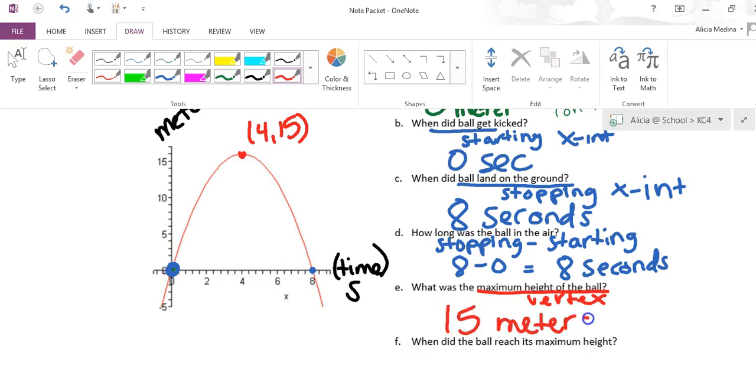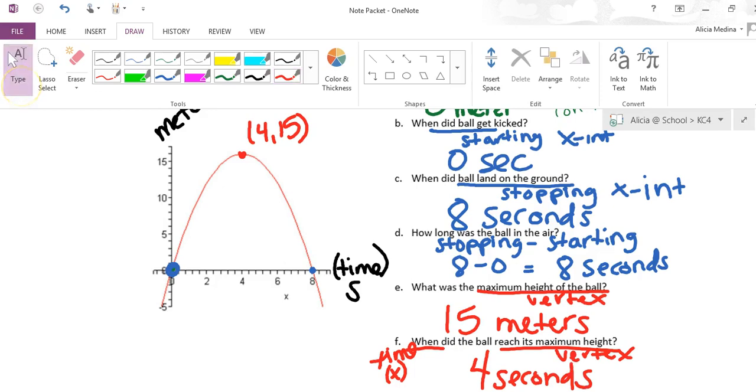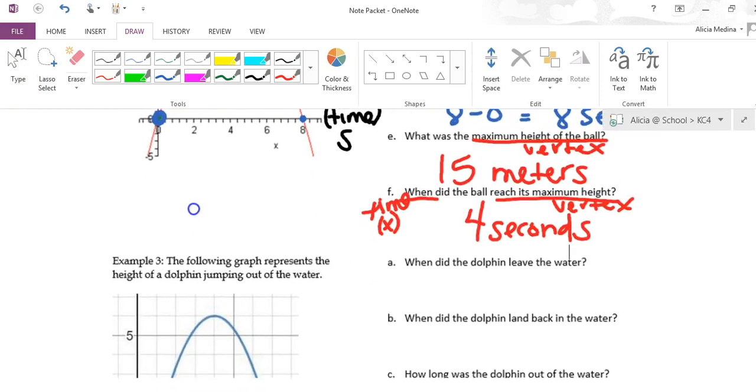When did the ball reach its maximum height? This is still talking about the vertex, but now it's asking for the time. So therefore, that's our x value of our vertex, which is 4. So this is at 4 seconds. Make sure you're reading closely to what these problems are saying, and it's always nice to just annotate what you have already for you.